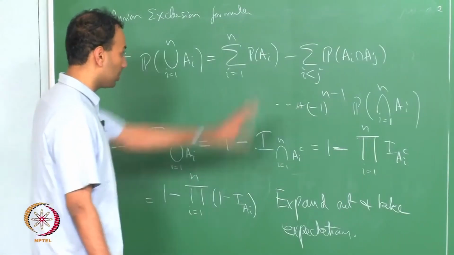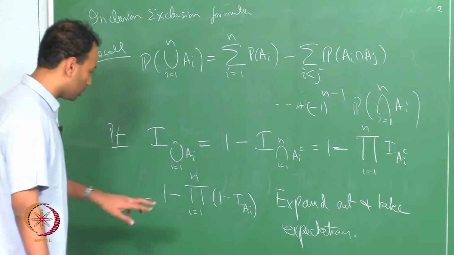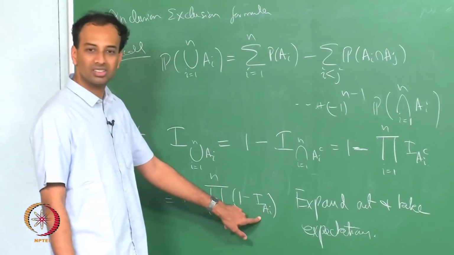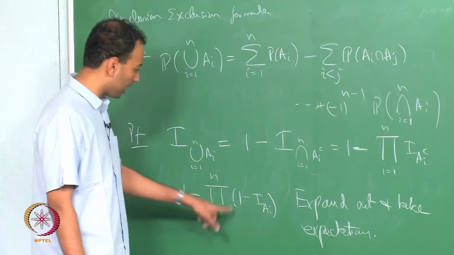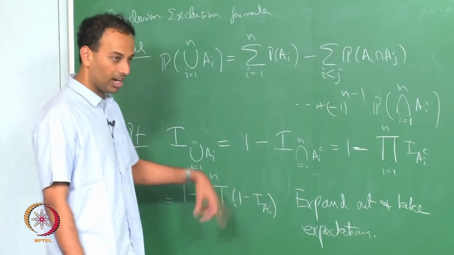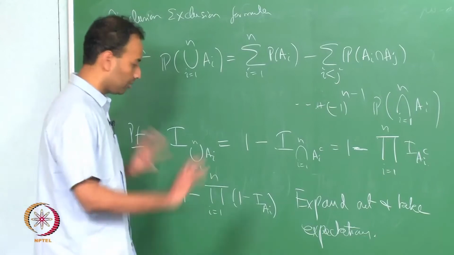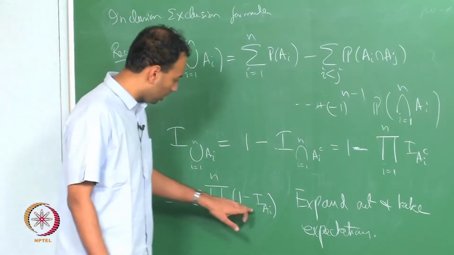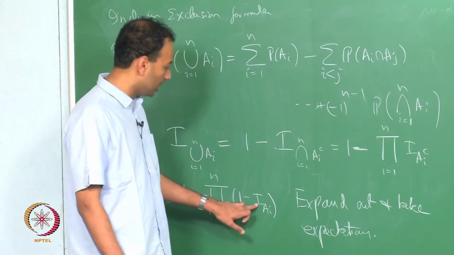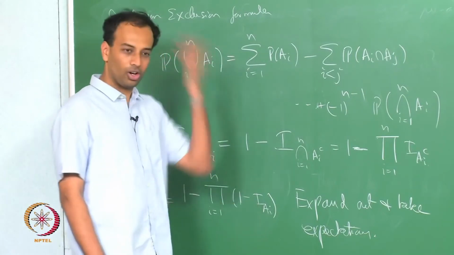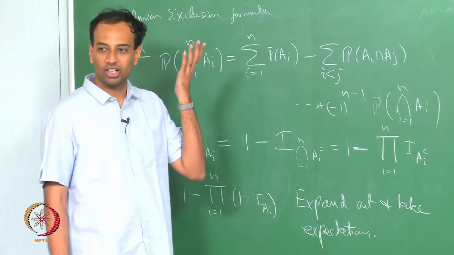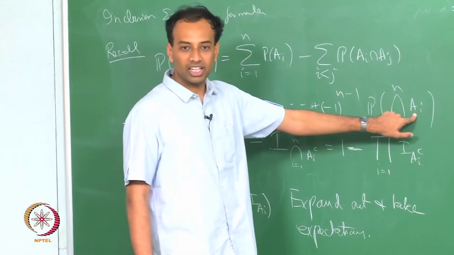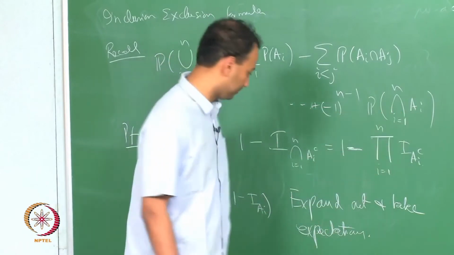In order to write it, maybe it will take a little more space, but I am sure you can do that, right. You just expand this product out. This is like 1 minus these indicators, this will be 1 minus I_A1, 1 minus I_A2, and so on, and then there will be terms 2 at a time, 3 at a time, and so on. Finally, there will be a term of minus 1 to the n minus 1 times the product of the indicators of all the A_i's, which will finally give you that term. Finally, if you take expectation, you get that term.